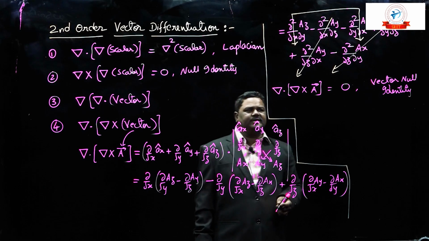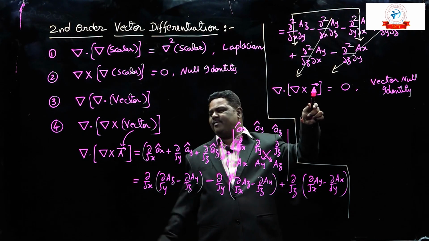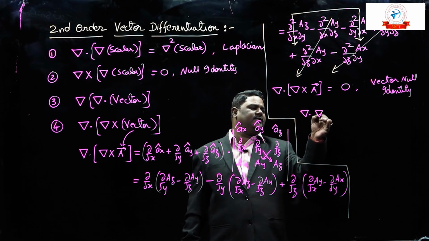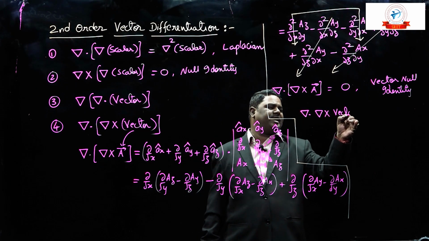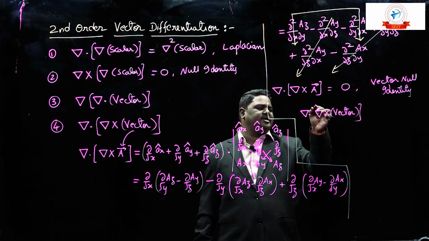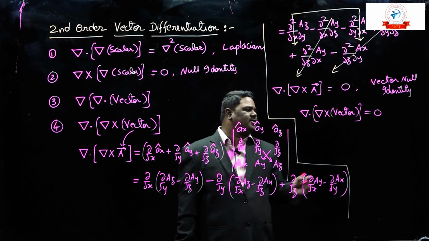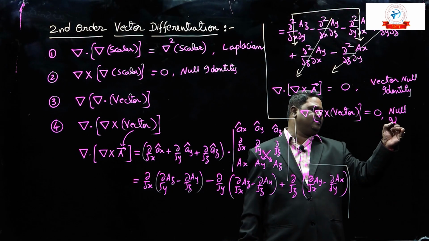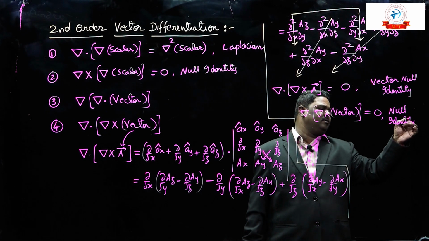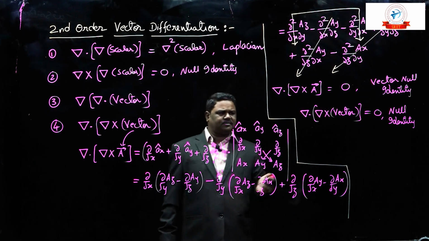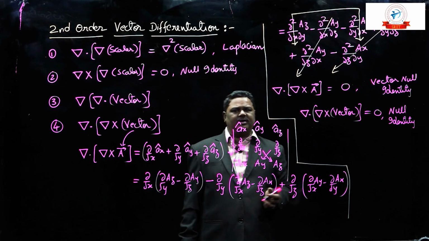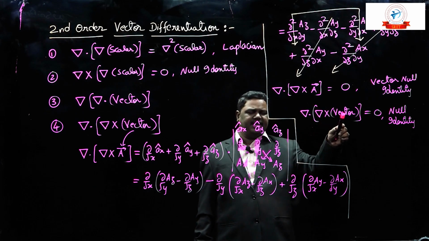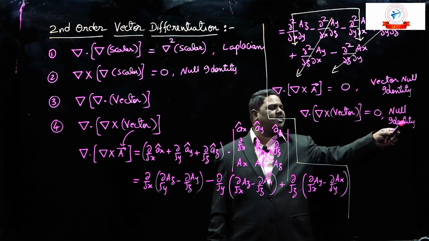Vector null identity. So just write in general form, in the place of A bar, what do we have? Vector. I write divergence of curl of any vector is always equal to 0, is called null identity or vector null identity. So the word statement is: the divergence of curl of any vector is always 0 and is called null identity.